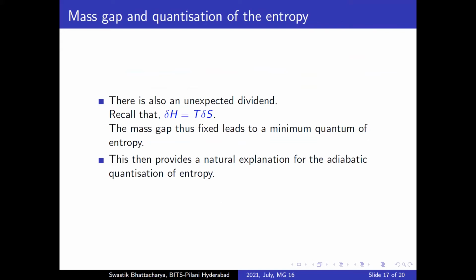An added bonus is that since the change in energy is given by T delta S, and since there is a mass gap, the entropy also would have a minimum quantum. Now if you look at slow changes, which correspond to adiabatic processes, you would expect that only the lowest energy excitation should be there. So there is a natural explanation for the adiabatic quantization of entropy. Also following from this, the value of the quanta is, however, not the same as what Bekenstein gave, but something different. But nonetheless, the effect is qualitatively there.